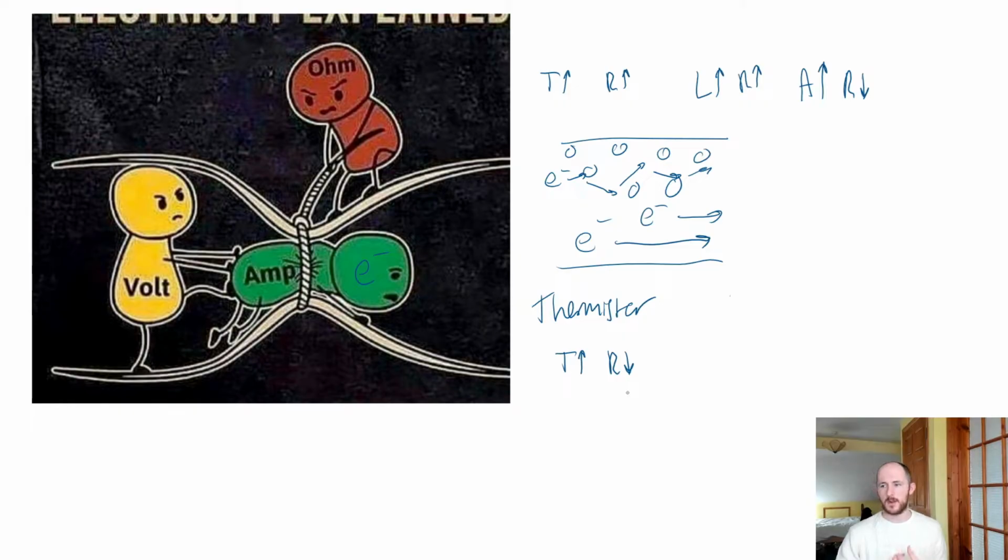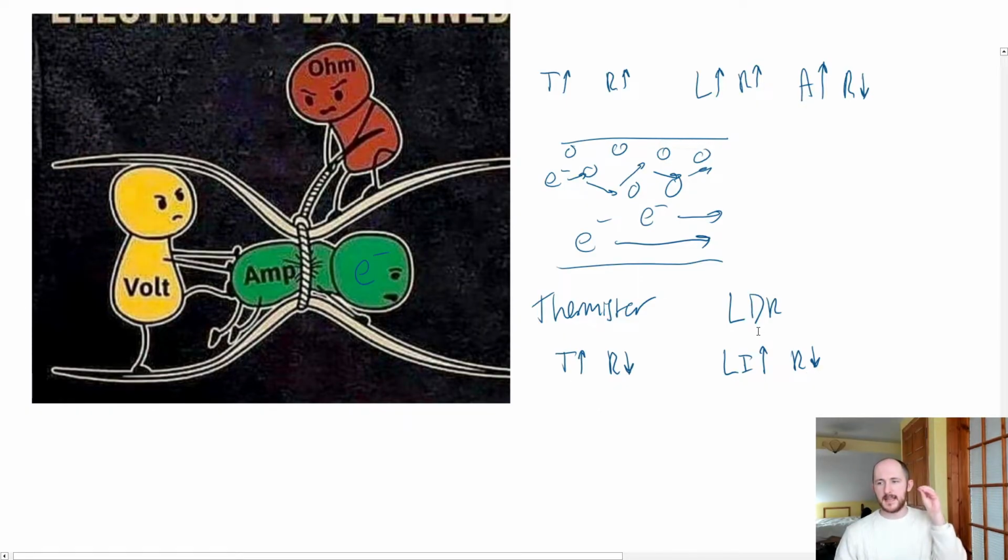And the very last one is a light dependent resistor, which is the same thing. As light intensity, I'm just going to call that Li, goes up, the resistance goes down, and it's for the same reason as the thermistor. As the light hits the light dependent resistor, electrons are knocked free from their atoms and there are therefore more electrons free, which means it's a lot easier for electricity to pass through the material. Therefore, the resistance goes down.